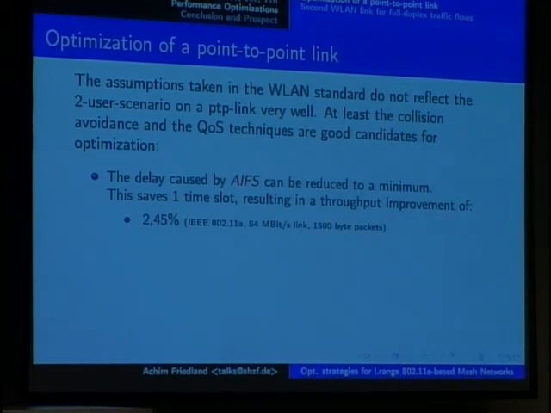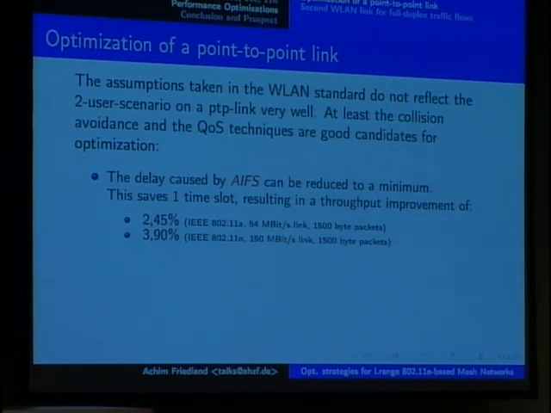On a 54 megabit link of 802.11a, it's 2.45%. It's perhaps 1 megabit. It's quite nice. This number will increase if you use the new standard of 802.11n. There it will be nearly 4%.